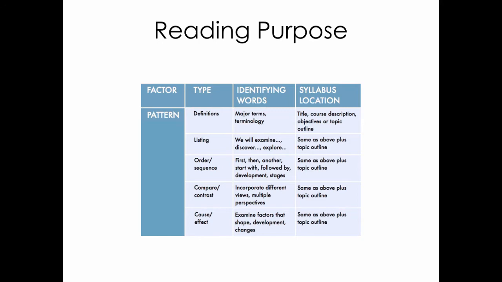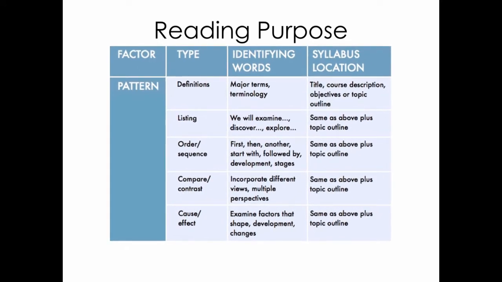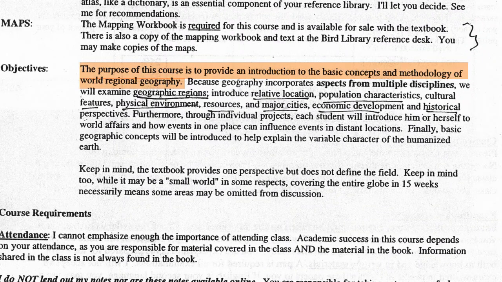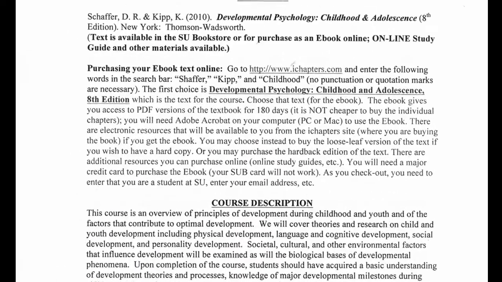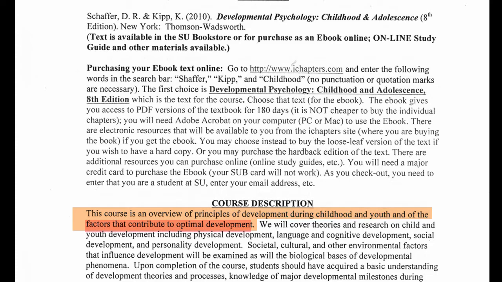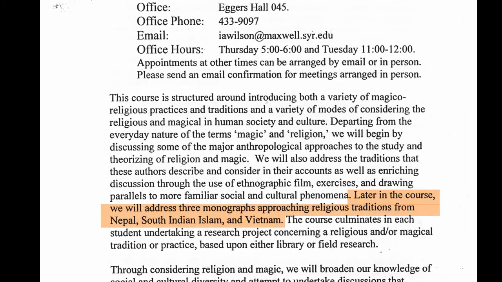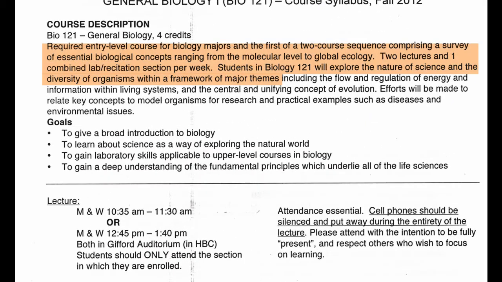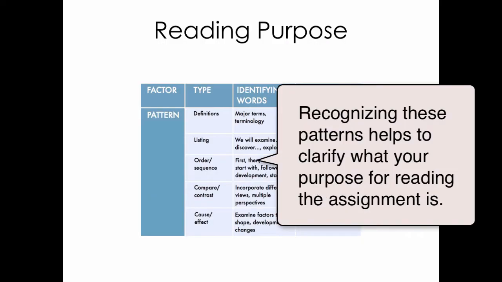Look at the information in the visual that displays the patterns that describe how information is organized. This is followed by subsequent visuals that show the patterns embedded in copies of syllabuses. Look at this first sample syllabus. Notice you need to read for terms and definitions. In this next one, you need to read for order sequence as well as causes and effects. The third, you are reading for comparison and contrast. Yet another, you are reading for simple list. And finally, an order sequence. Notice that recognizing these patterns helps to clarify what your purpose for reading the assignment is.